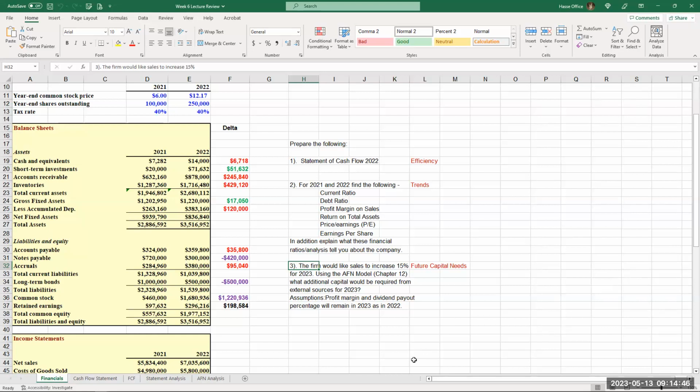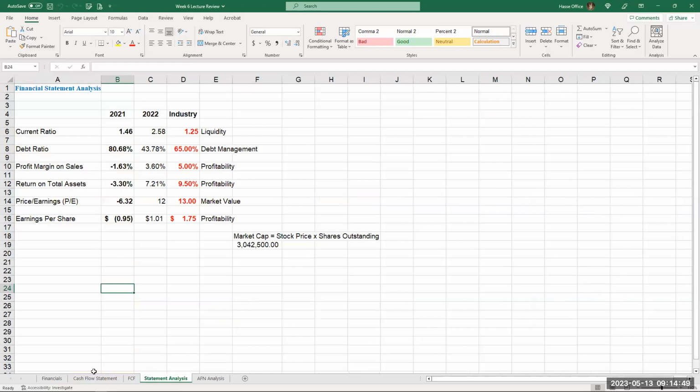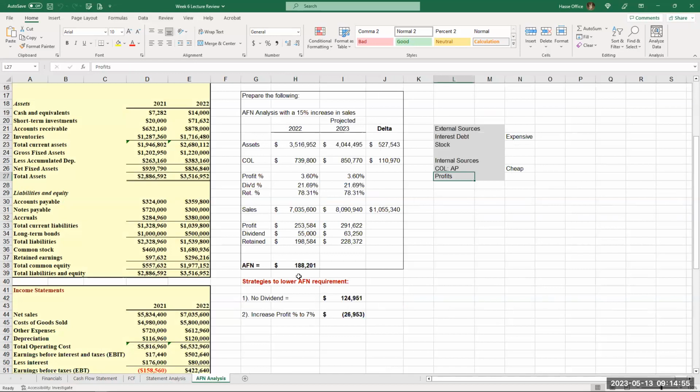So the model says, it takes what we anticipate, increasing sales by 15%, and we increase the assets by 15%. That's why it's called the percent of sales. So if we anticipate a 15% increase in sales, that means our assets are going to go from 3.5 to a little bit over $4 million, which is a 15% increase. That means we need $527,543 to purchase additional assets to fund a 15% increase in sales.